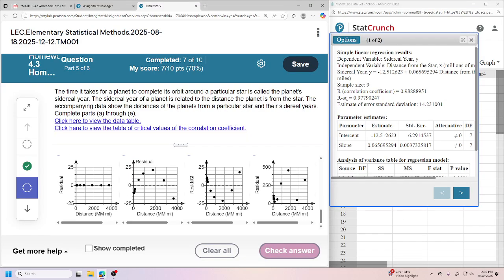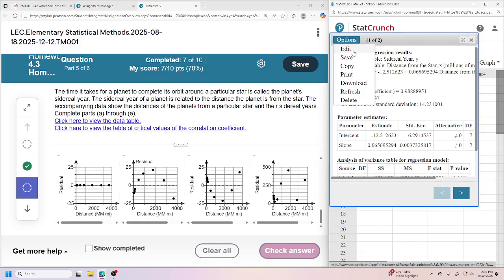Okay. Whoa. This is a different kind of graph. What kind of graph are they looking for this time? Residual. Aha. So I have to go back and do it all over again, essentially. And you can. I'm going to do options, edit, but you can also just start over, of course.